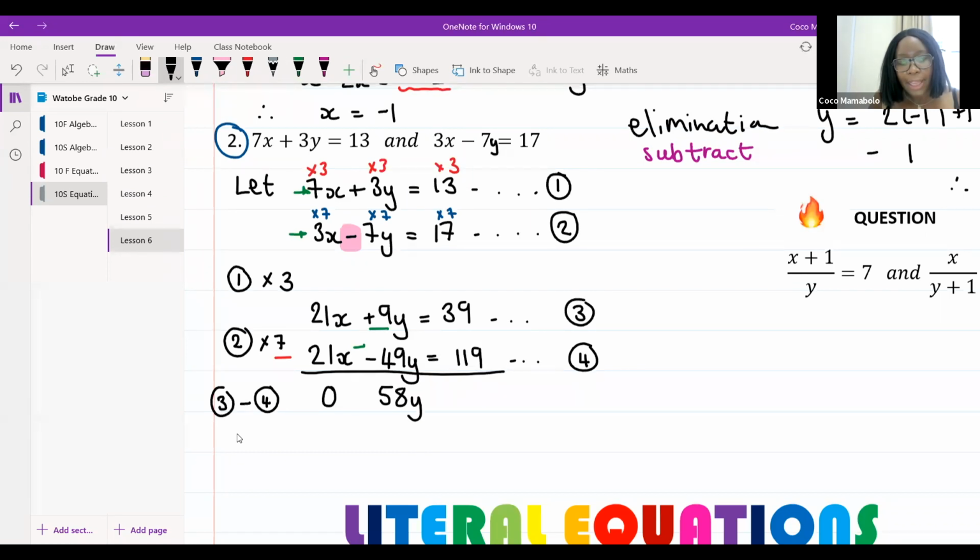Okay. And this is equal to 39 minus 119. 39 minus 119 will give me negative 80. Okay. Now look at where we are, guys. What are we solving for? That's it. We're solving for y, because that's the only thing left. So I want you guys to solve for y for me. Give me an answer in the chat.